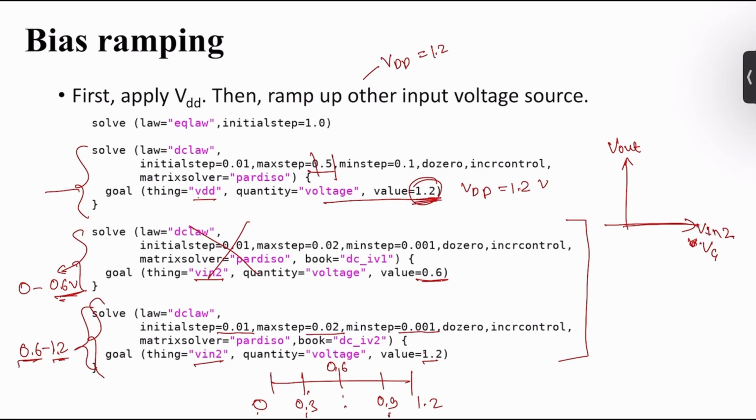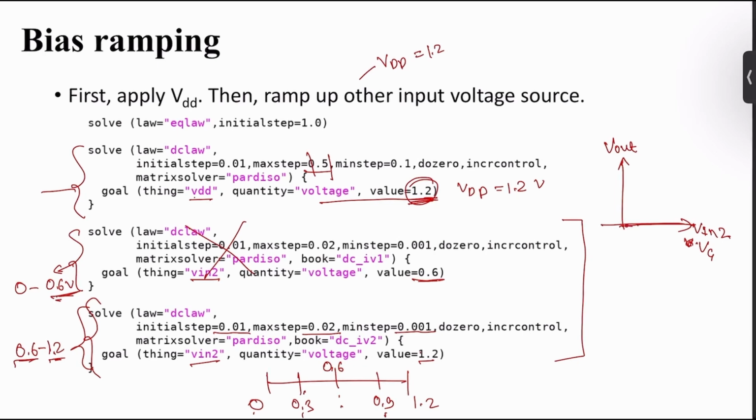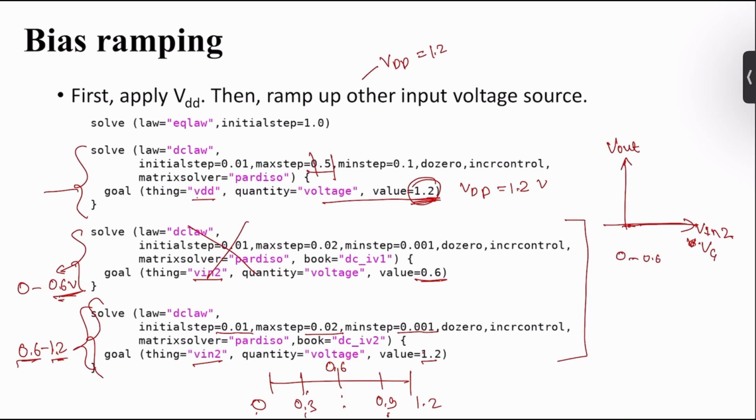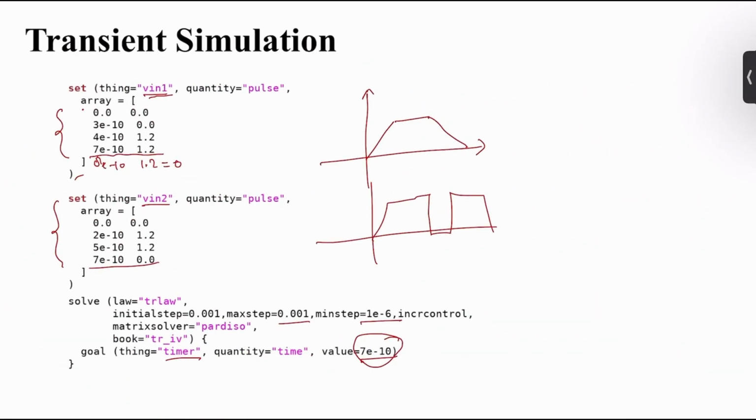But here it matters, like from 0. We have to plot every point, so from 0 to 0.6 we need every result, every data for that. But for VDD it doesn't matter, since VDD is 1.2. That's the only thing that matters in VDD. So that's why I took a larger max step there, but here it's very small, 0.002.